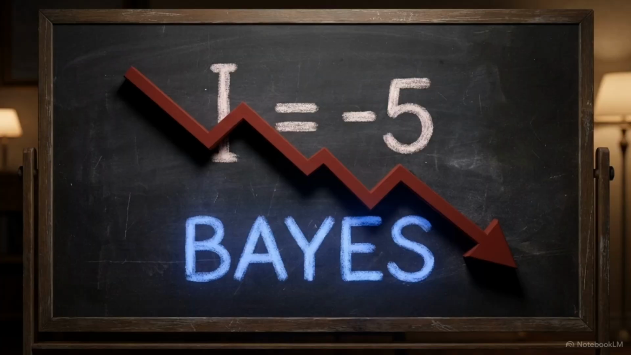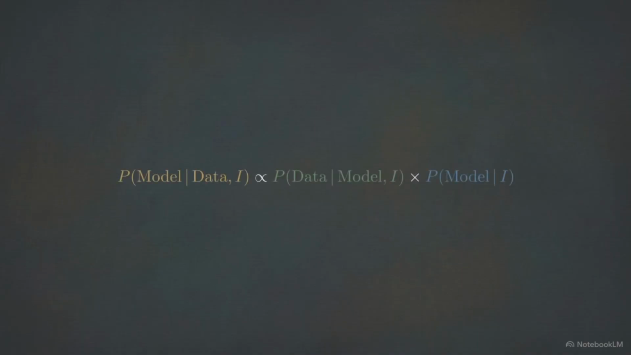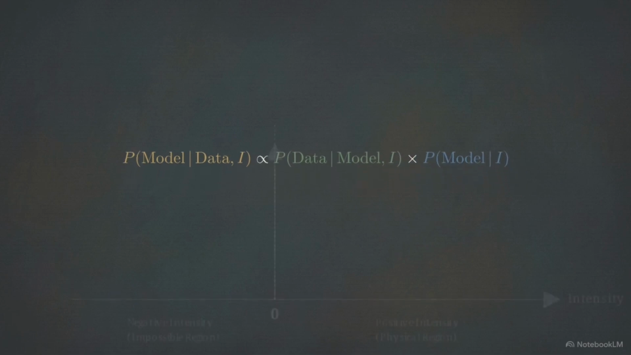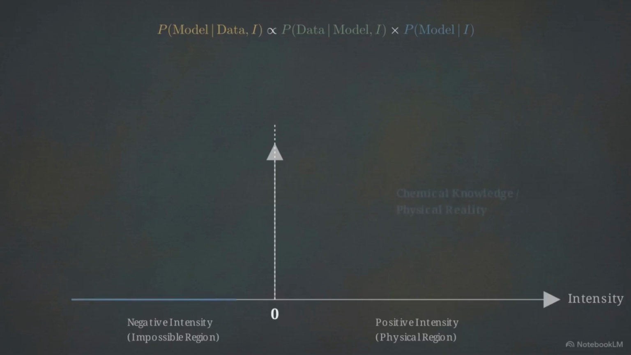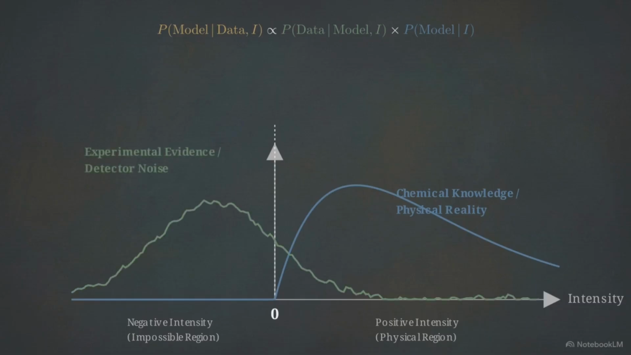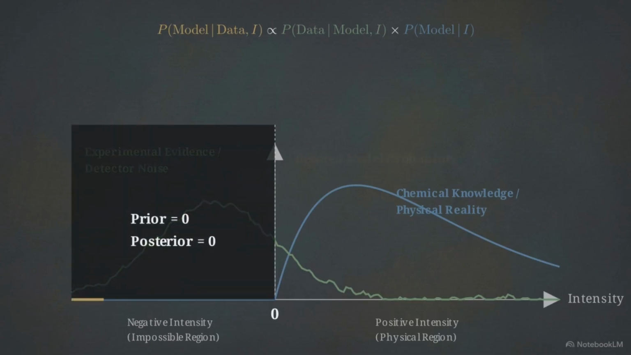The solution to the negative intensity problem is Bayesian inference. This is Bayes' theorem. It calculates the posterior probability of our model by multiplying the data likelihood function by our independent prior probability. The blue prior probability term represents our hard-coded chemical knowledge. Independent of any specific experiment, we know that structure factors must be positive and follow specific known distributions.